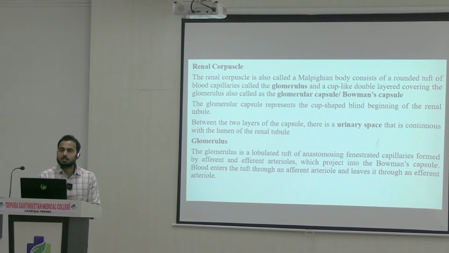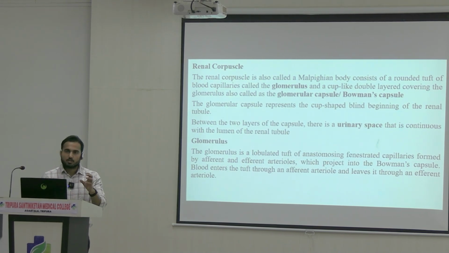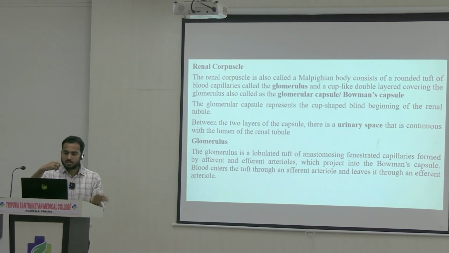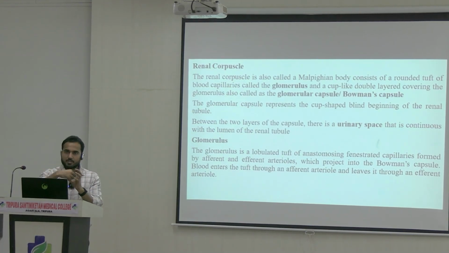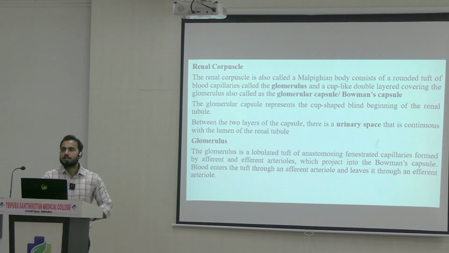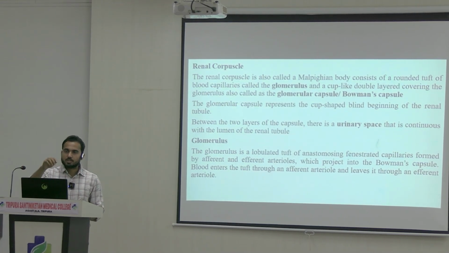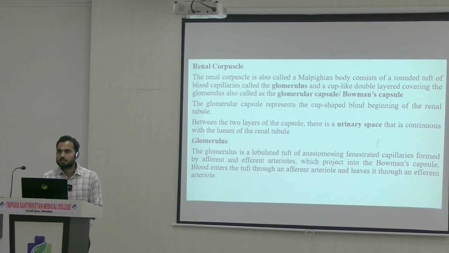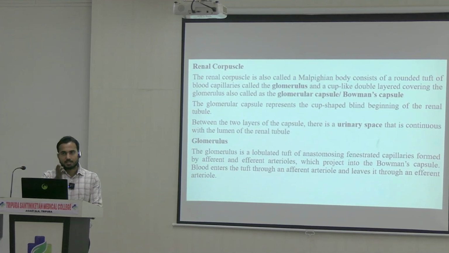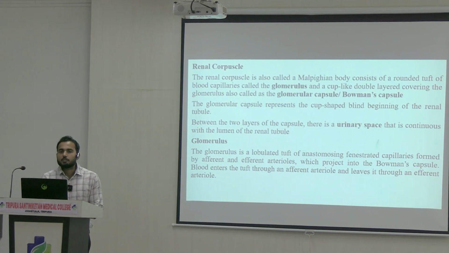Now, why are there two layers? As I said, the tuft of capillaries is present inside the cup-shaped capsule. The tuft of capillaries is actually invaginating into the capsule, and that's why two layers are present. The innermost layer, which is very near to the capillaries, is the visceral layer, and another layer is the parietal layer.